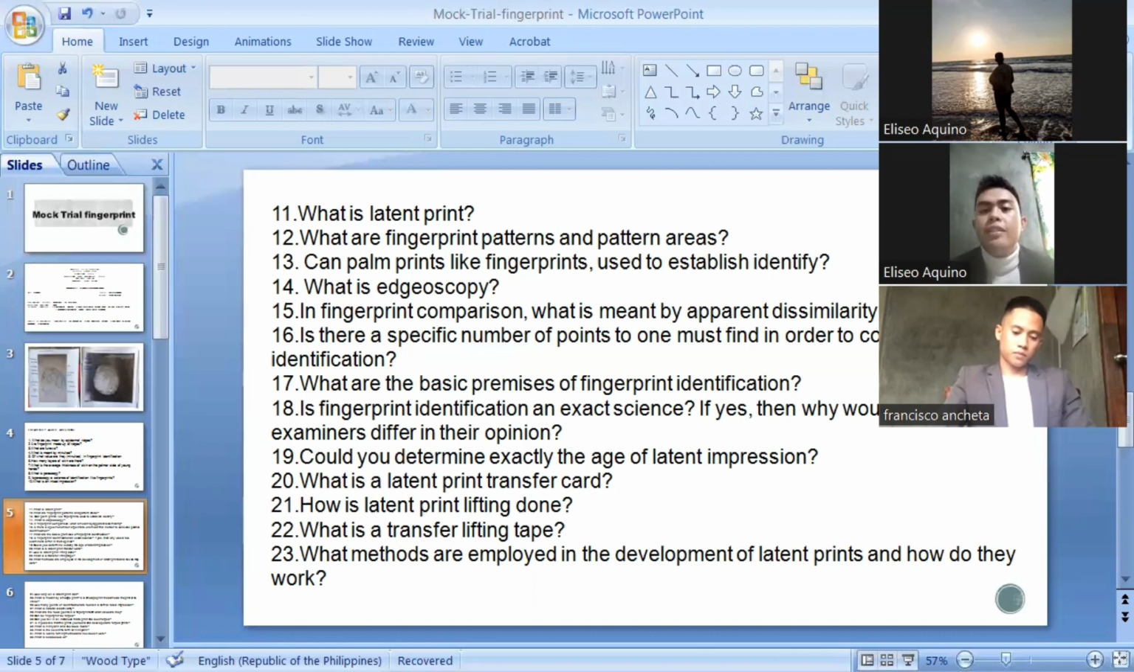What is ninhydrin and how does it work? Ninhydrin is a reagent which reacts with amino acids in the oil from the finger to produce a blue-purple stain pattern. What is the scientific term for ninhydrin? It's the hydroxyindane and dione.